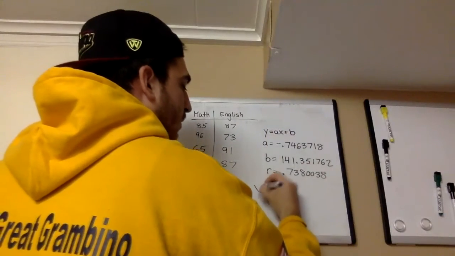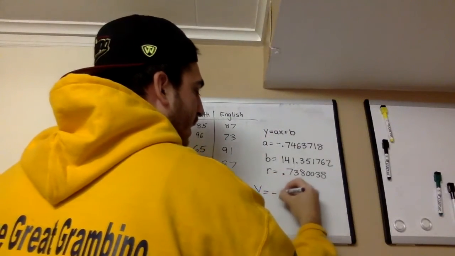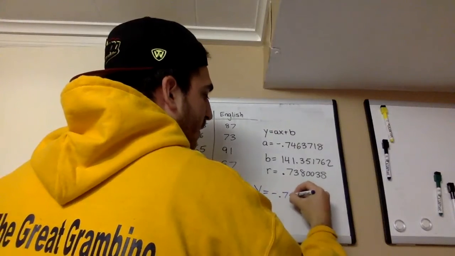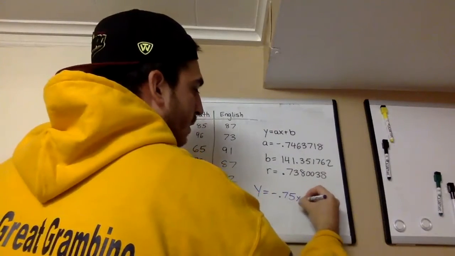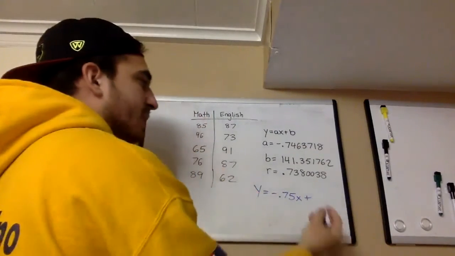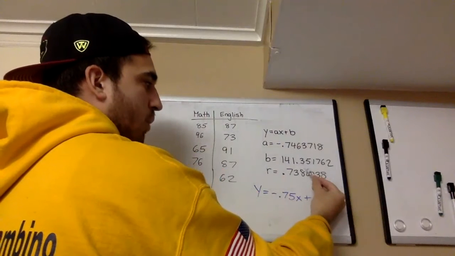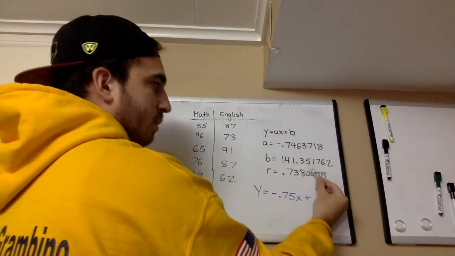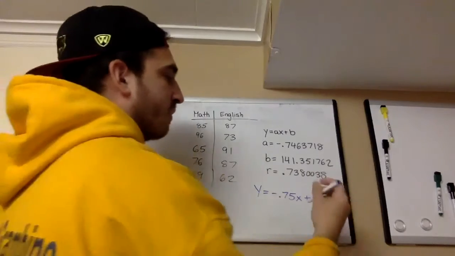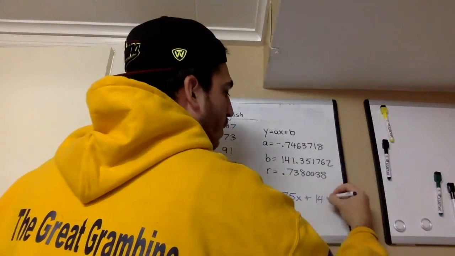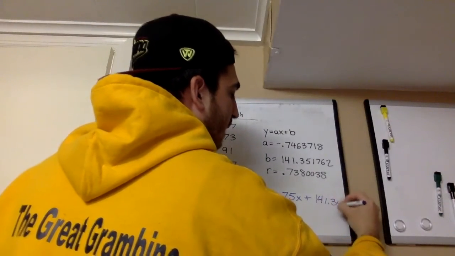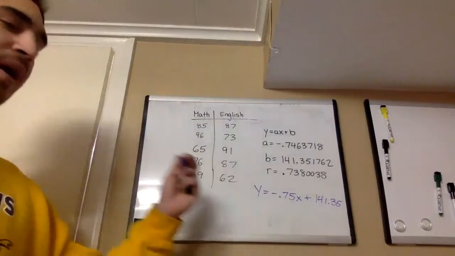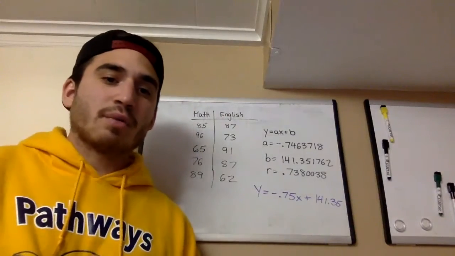So my equation is going to be y equals negative 0.75 x plus, we do the same thing, 2 decimal places, so 1, 2. Look at the third one, it's a 1, so that's less than 5, so we're going to keep this a 5. So this will be 141.35. So that is my equation, or my linear regression equation.